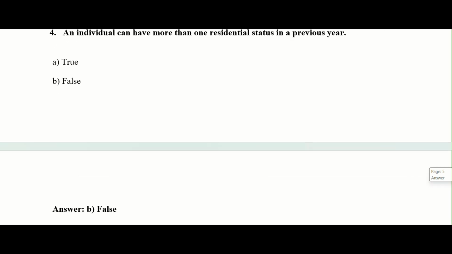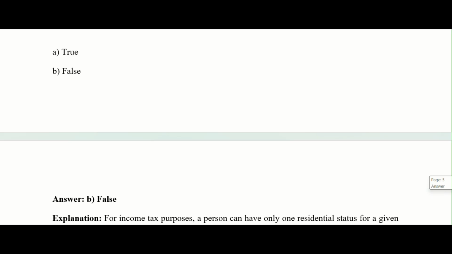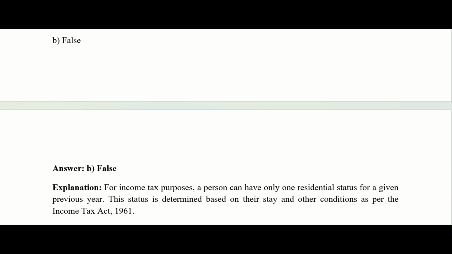The next question: an individual can have more than one residential status in the previous year. True or false? It is false, because for income tax purposes, a person can have only one residential status for a given previous year. This status is determined based on their stay and other conditions as per the Income Tax Act of 1961.